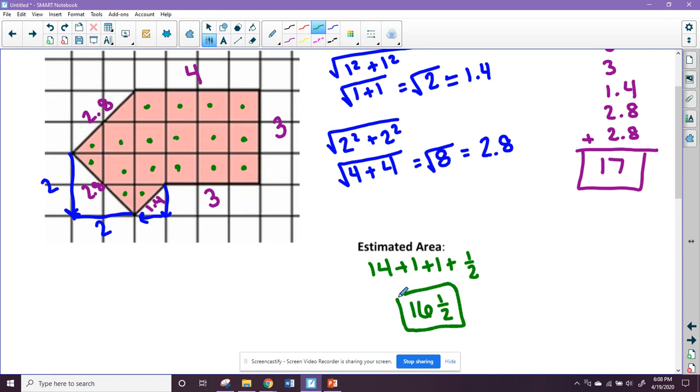And this is actually exact. We didn't have to estimate since this went from corner to corner of our squares to make whole squares.